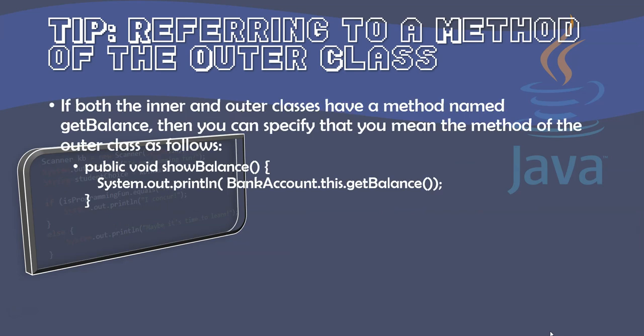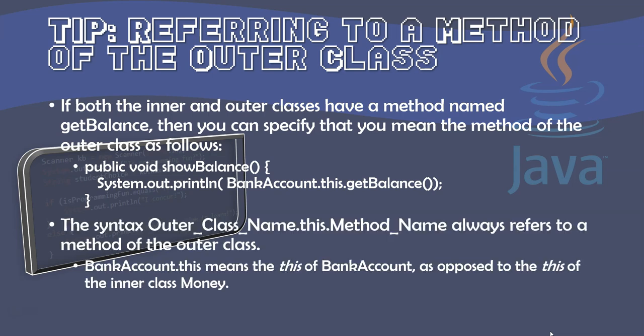If both the inner and outer classes have a method named getBalance, then you can specify that you mean the method of the outer class as follows. Public void showBalance, System.out.println(BankAccount.this.getBalance()). The syntax OuterClassName.this.methodName always refers to the method of an outer class. So when we say BankAccount.this, we're referring to the this invocation of BankAccount as opposed to the this invocation of the inner class Money.